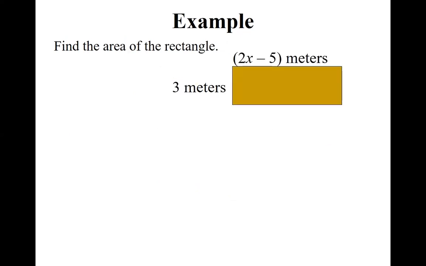Finally, let's revisit area. Area of a rectangle was length times width. Here, one of those is given as 3 meters. The other is given as 2x minus 5 meters. So when we multiply those, length times width, we get 3 times 2x minus 5. We need to distribute.